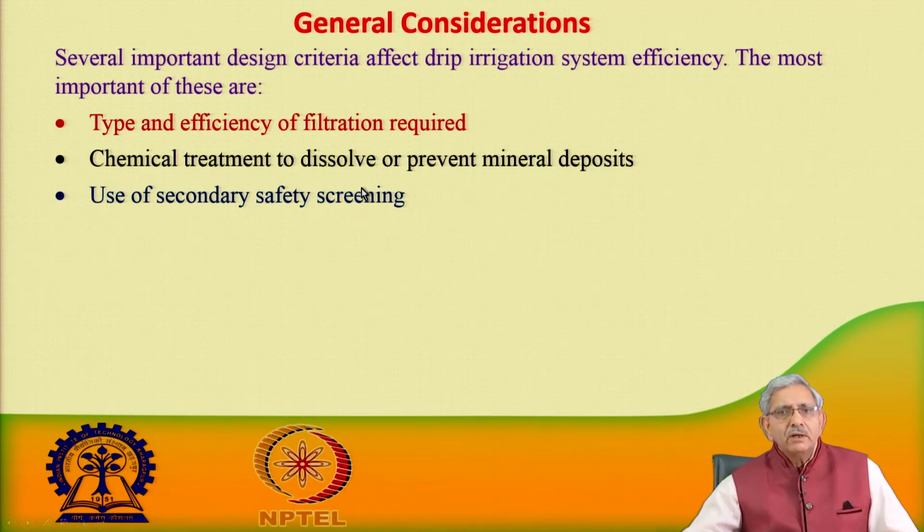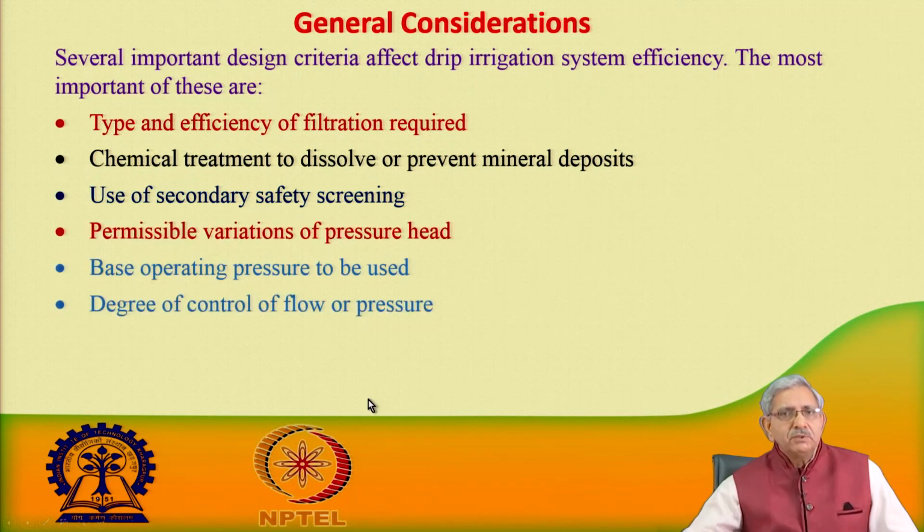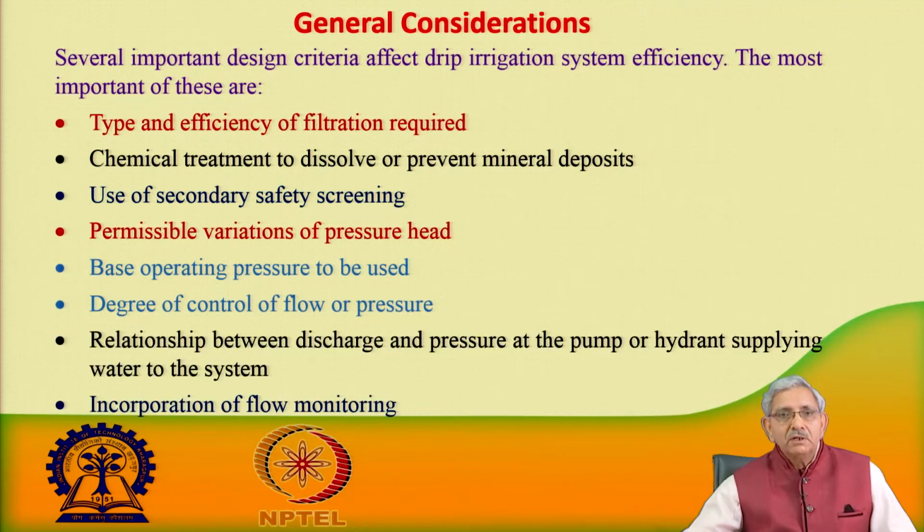So, we will take care of the chemical quality of water, and filtration as a secondary safety about the screening. Then the other part is pressure variation due to elevation in the field. And then what is the operating pressure which is needed so that the particular emission device that is to be used can be operated. Degree of control of pressure is another component that should be taken care of.